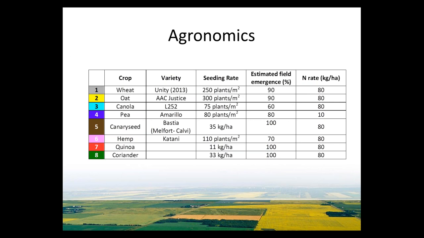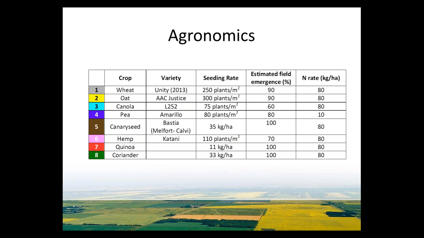So this is the basic agronomy we used, the crops, and then the varieties that we specified, the seeding rates we looked at, and what we thought would be our field emergence after we adjusted for germination. We still have to adjust for what we think our mortality is going to be.